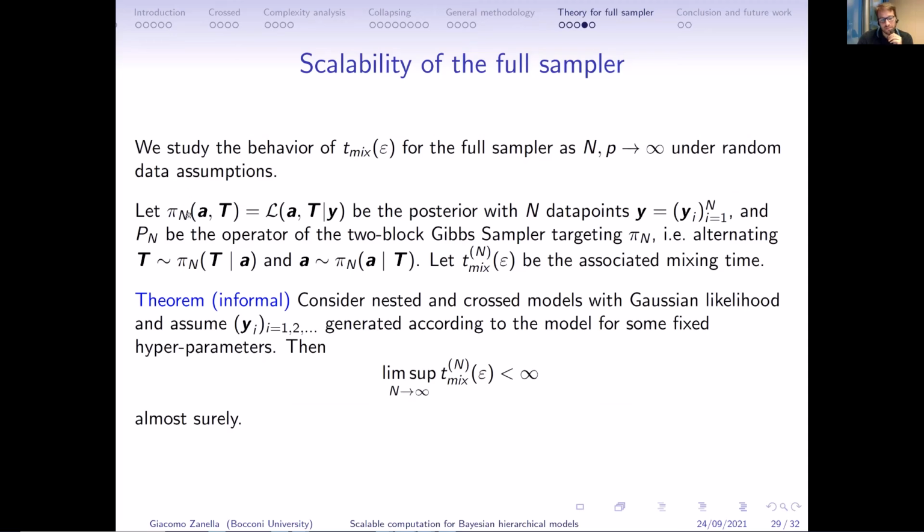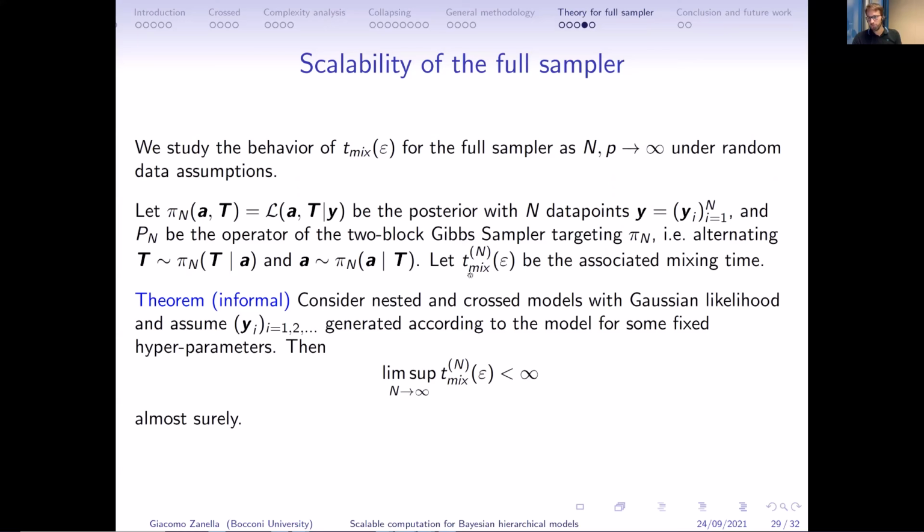And this posterior distribution will be a function of the data, which are in this context a random variable. So we assume that the model is well specified, so that the data are generated from the true model with some fixed parameters, fixed hyperparameters. And we denote Pn to be the associated operator of the 2-block sampler. So just a sampler which alternates regression coefficients and hyperparameters.